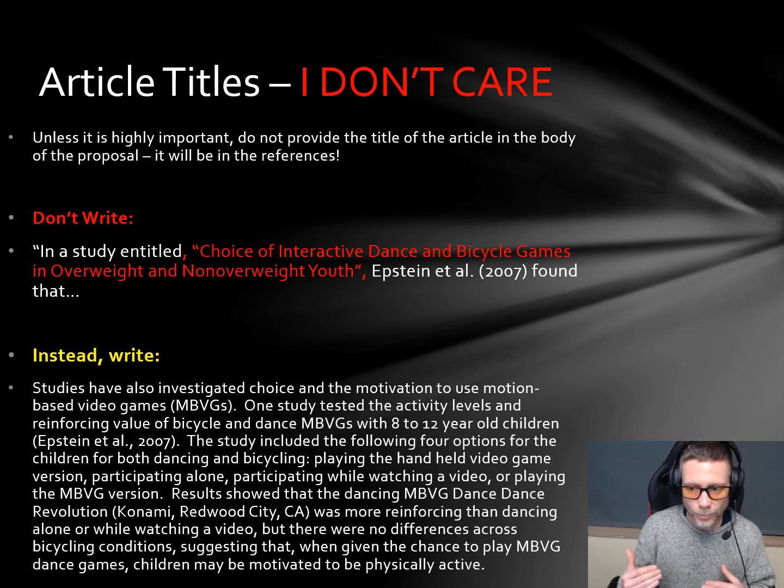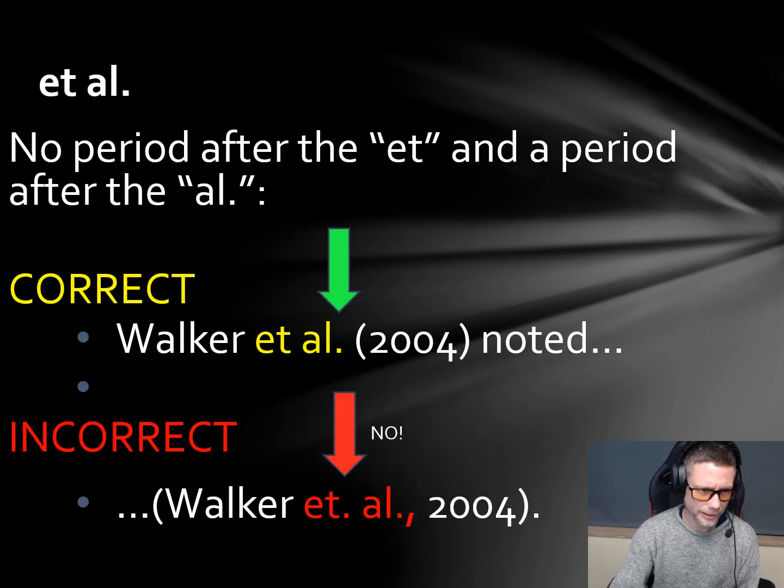I want to see it where? In the reference list. So if you're citing Epstein et al., 2007, I can go into the reference list and see the entire title of the study. So unless it's really crucial to what you're discussing, don't give me the entire title of the study until you are providing the APA reference list at the end.